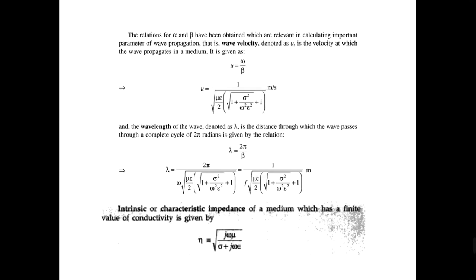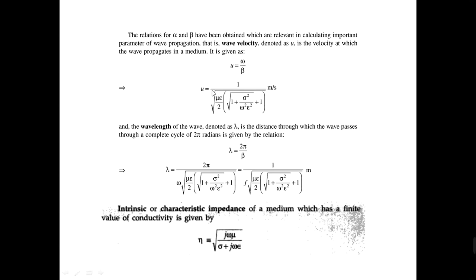On further solving, you get the value of alpha. So alpha, that is the attenuation constant, is given as omega into square root of mu epsilon by 2 into square root of 1 plus sigma by omega epsilon whole square minus 1. Similarly, following the same procedure, if you solve for beta, you get beta equal to omega root of mu epsilon by 2 into root of 1 plus sigma square by omega square epsilon square plus 1. These are the general expressions for the attenuation constant and phase constant.